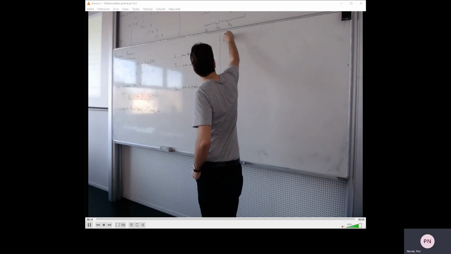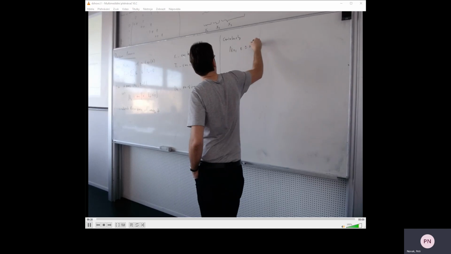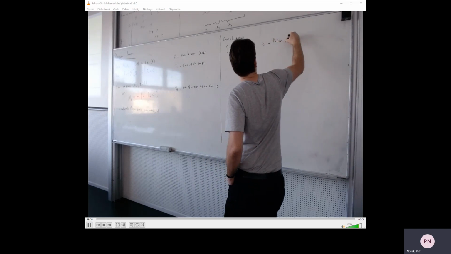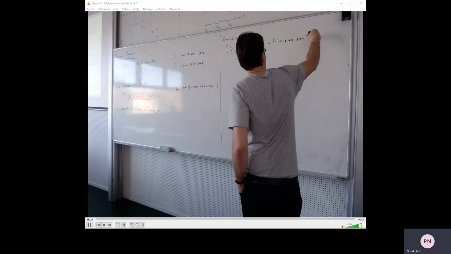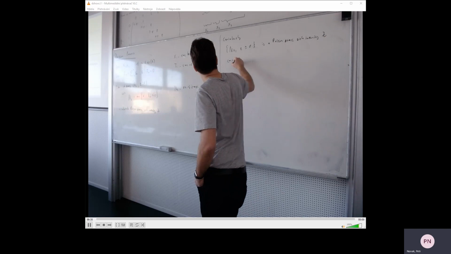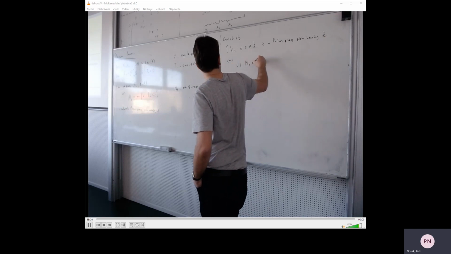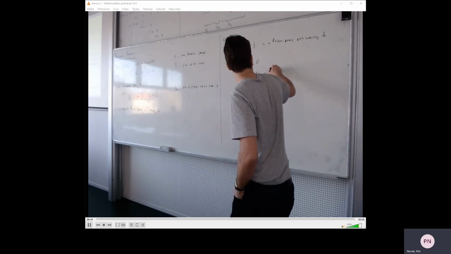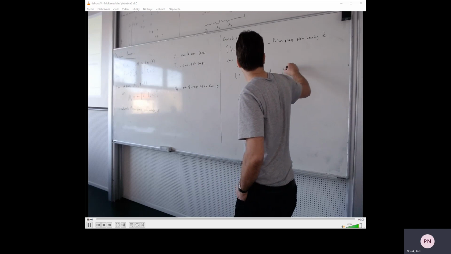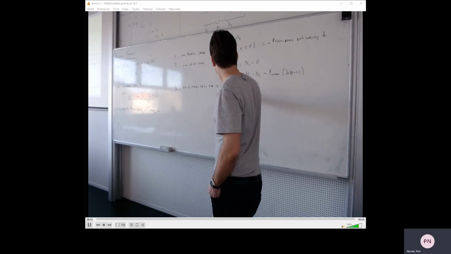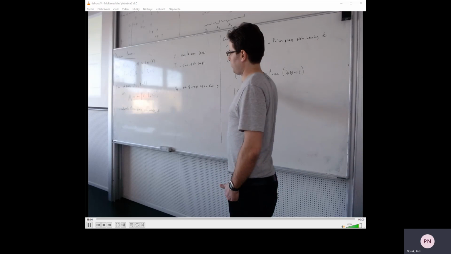So equivalently, N_t, with t being non-negative, is a Poisson process with intensity lambda whenever it starts at 0, so N_0 is 0, N_t minus N_s has the Poisson distribution with parameter lambda times t minus s, and the increments are independent.